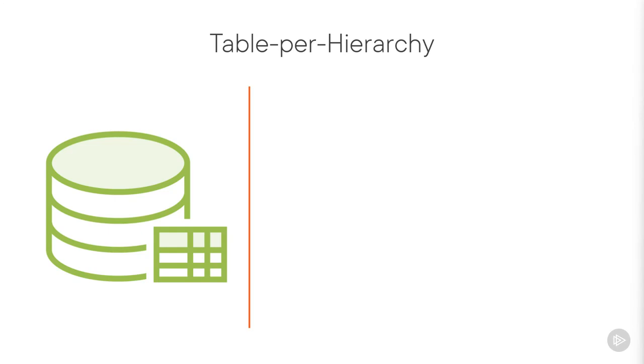The first strategy that we'll look at is the table per hierarchy strategy, which is also known as single table inheritance mapping, because it uses a single table to store the data for all entity types in the inheritance hierarchy. That means that it stores entries for both the base entity type as well as all the derived entity types that exist in the hierarchy.